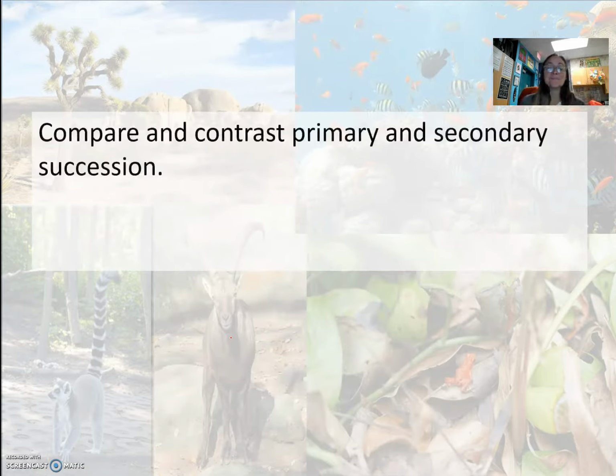Okay, and then compare and contrast primary and secondary succession in your last box, box 5. Awesome, good job.